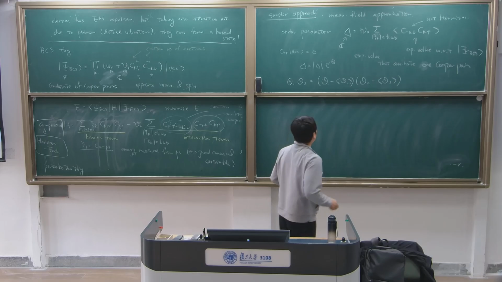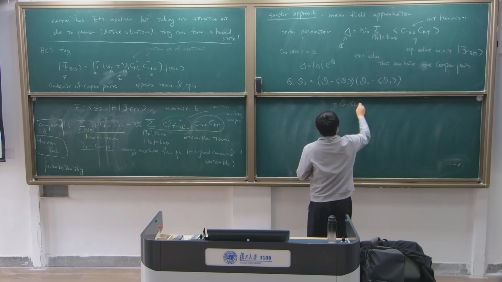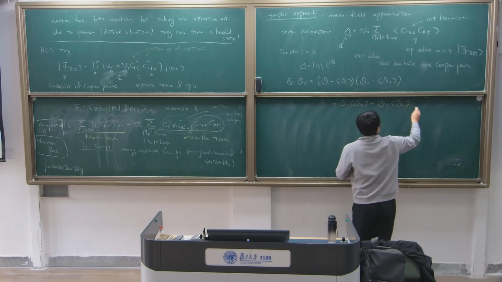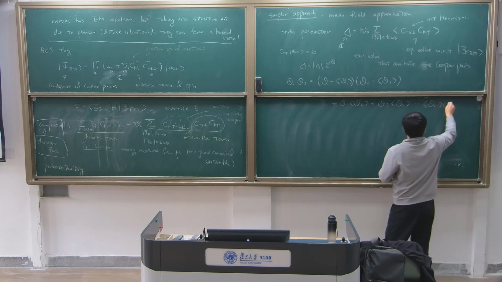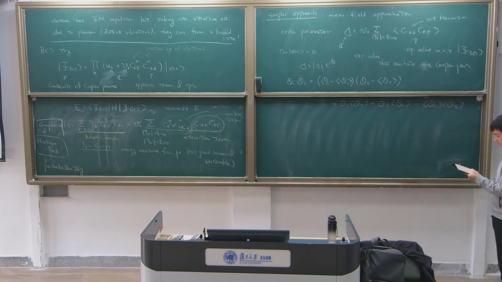Okay, and then just expand. If you expand it, you have O1 over 2 plus O2 over 1, and plus minus over 1 over 2. So this is the case.